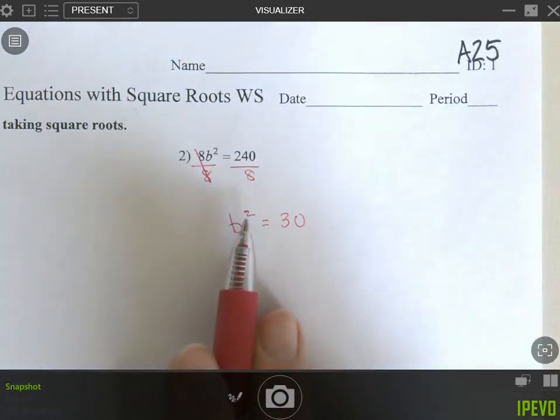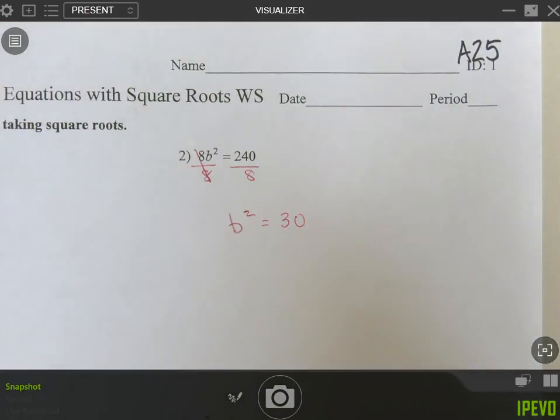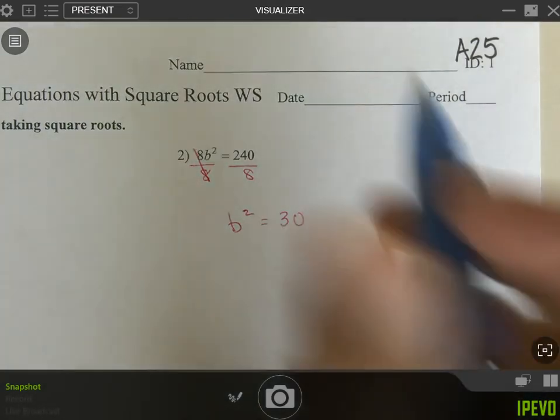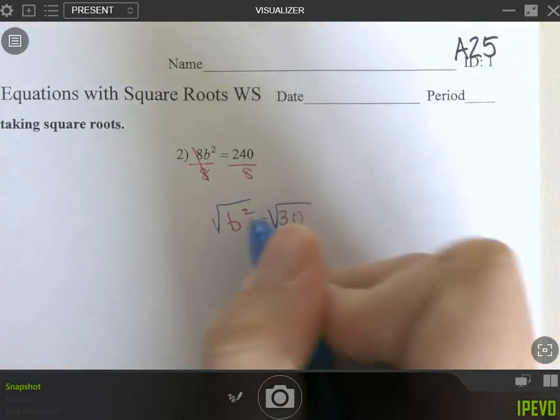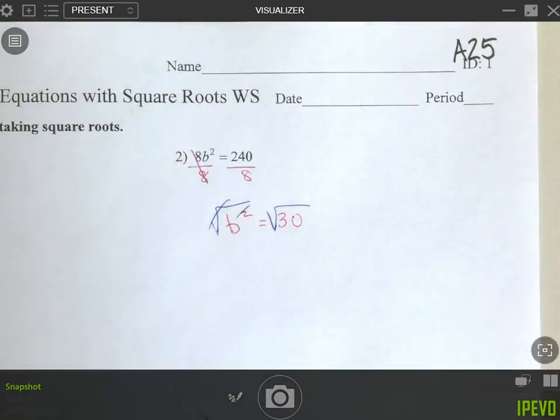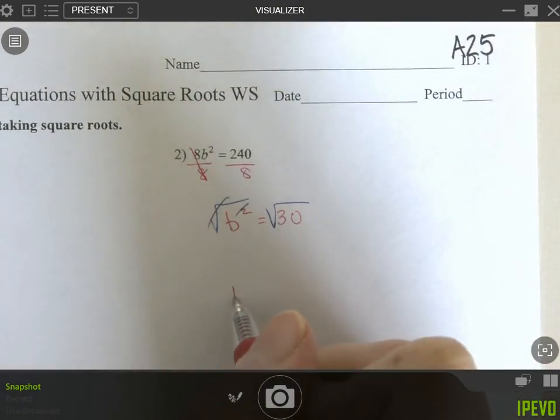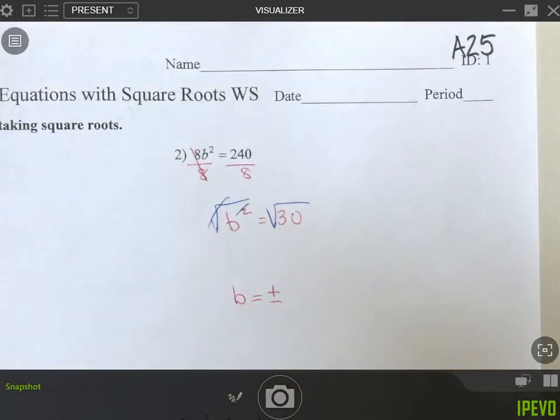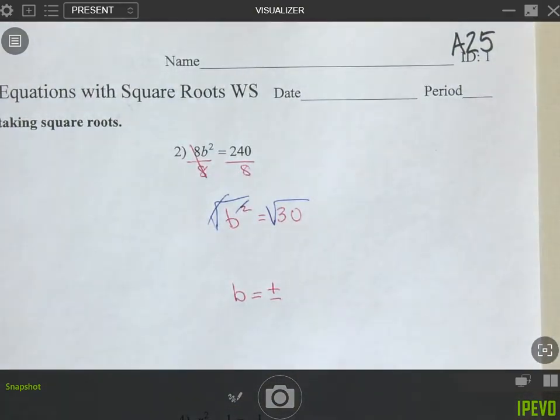Now, how do we get rid of that square? Oh, shoot, I did it wrong. I did 80 instead. We take the square root. So this is going to cancel. And then how many answers should we have when we take a square root? 2. So I'm going to put my plus or minus here. What do I need to do before I write down my answer?